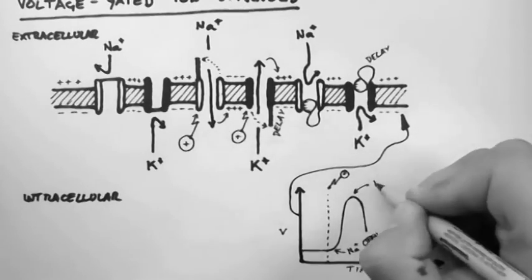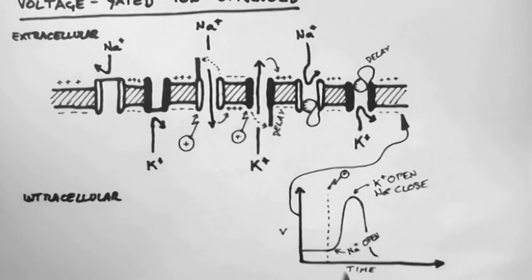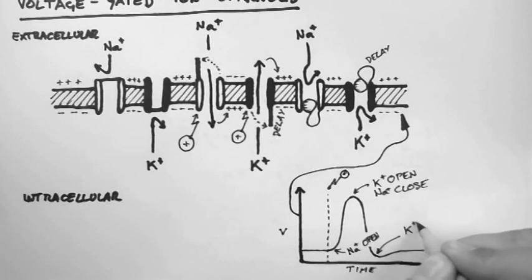Now here, the potassium channels open, and the sodium channels close. The positively charged potassium rushes out of the cell, and the cell becomes more negatively charged. And we can see that drop on this graph also. Then the potassium channels close, and the resting membrane potential returns. This up and down graph shows a typical action potential.